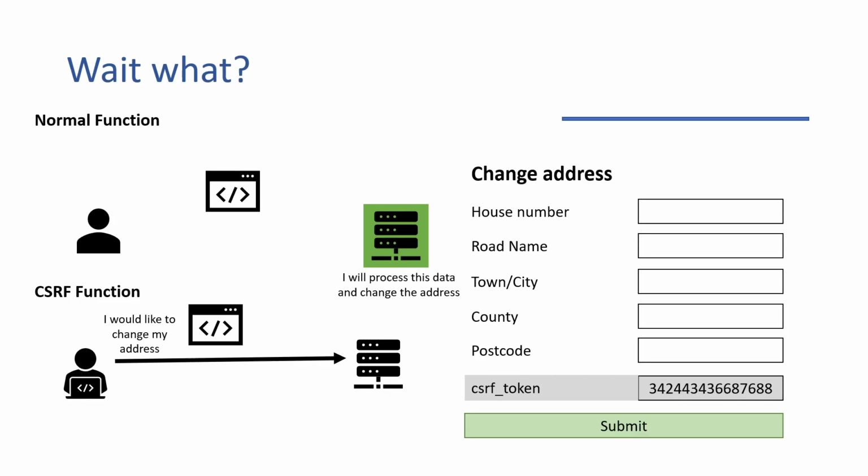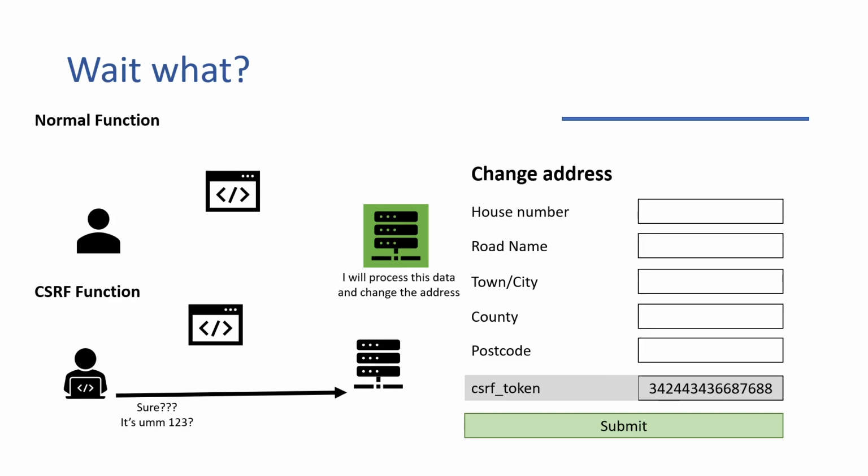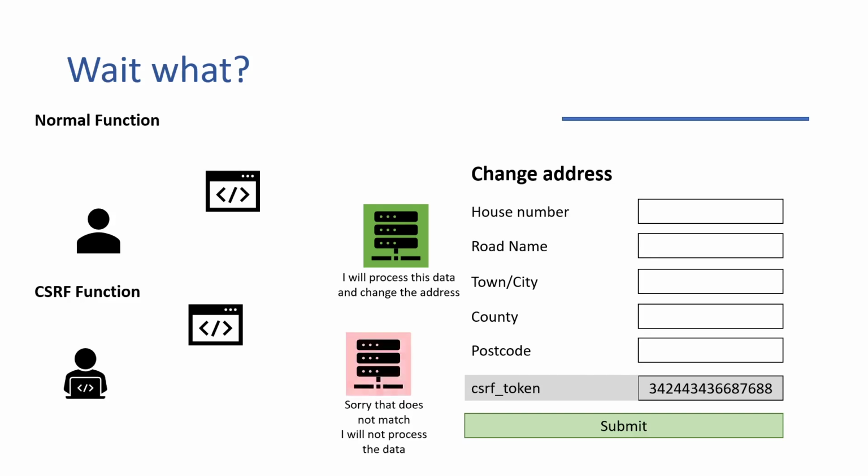So you go straight to the server and say you want to change your address, because you want to avoid the web browser, because you want the victim to never notice. You have to communicate directly with the web server. So the server will then ask, where's your CSRF token? And if we give it an invalid CSRF token, it just won't process the data. So that's kind of how that works.